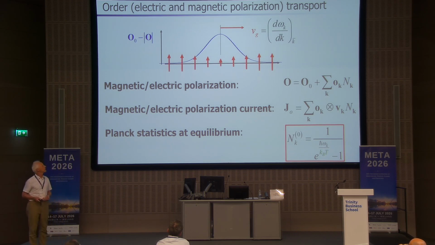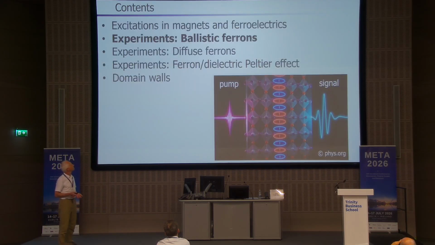Now, we can calculate the ground state properties and the currents by standard formula. And I should add that these ferrons and magnons are bosons and distributed according to Planck at equilibrium. Now, that was the elementary introduction.